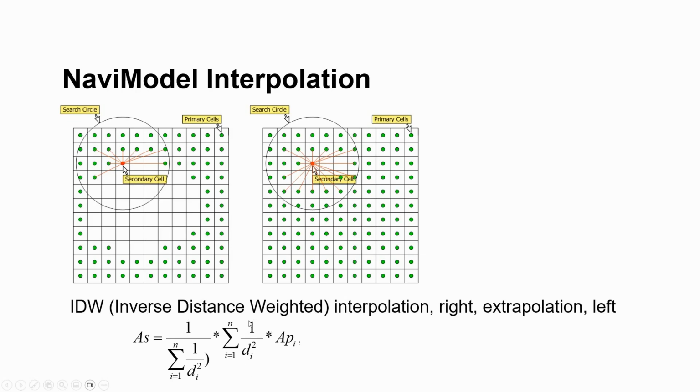This is the weight for the particular primary cell attribute value. Then we're adding all these values together, and then normalizing by using this value here, so that we get the attribute value or the depth value of the secondary cell. To the left, we have interpolation. To the right, we have extrapolation. Oh, sorry, the opposite. Extrapolation to the left, interpolation to the right, because to the right, we have primary cells all around the circle here. To the left, we only have them in a certain direction.